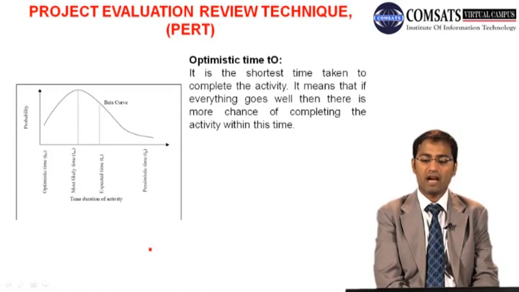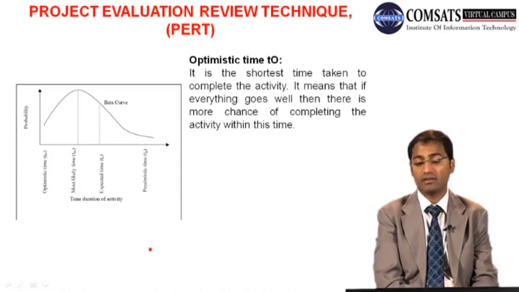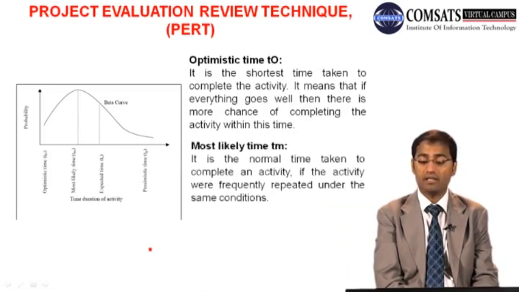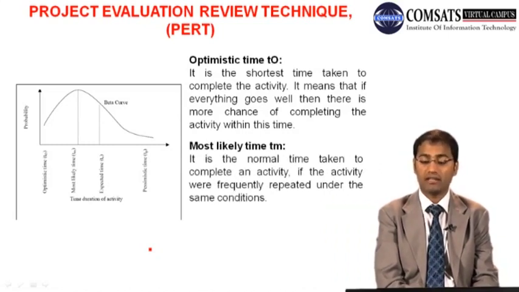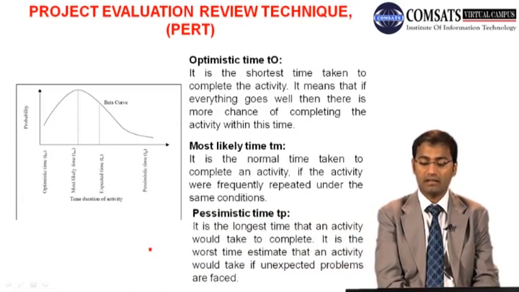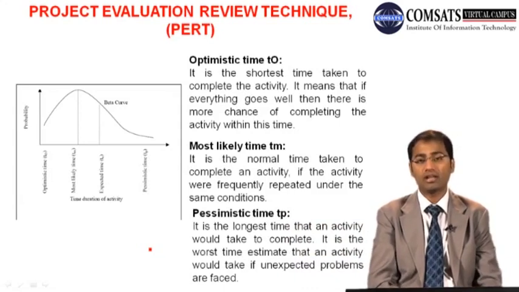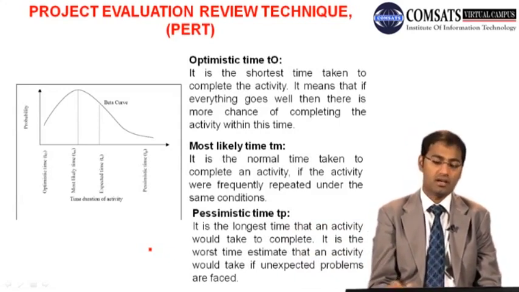So one is optimistic time. It is the shortest time taken to complete the activity. It means that if everything goes well, then there is more chance of completing the activity within this time. And most likely time, it is the normal time taken to complete an activity if the activity were frequently repeated under the same conditions. And pessimistic time, it is the longest time that an activity would take to complete. It is the worst time estimate that an activity would take if unexpected problems are faced.